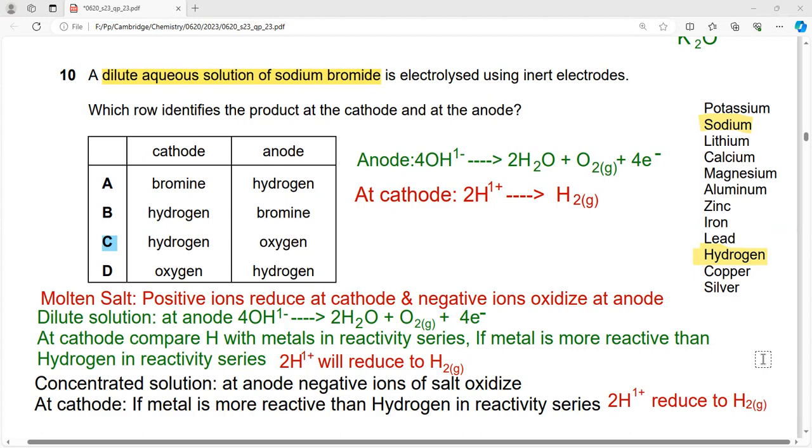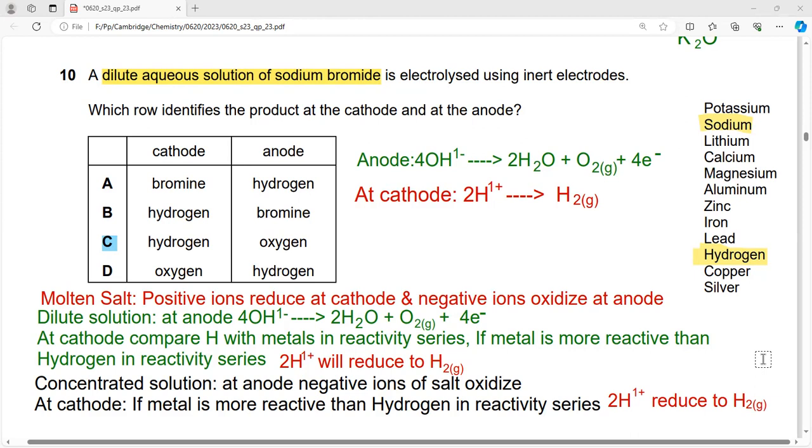At the cathode, you need to compare hydrogen with the metal ions. If the metal is more reactive than hydrogen, meaning it is above hydrogen in the reactivity series, then hydrogen will be reduced at the cathode in the form of hydrogen gas. In the same way, if you have a concentrated solution, at the anode there will be the negative ion of the salt. What about the cathode? You need to compare the metal in this salt with hydrogen in the reactivity series.